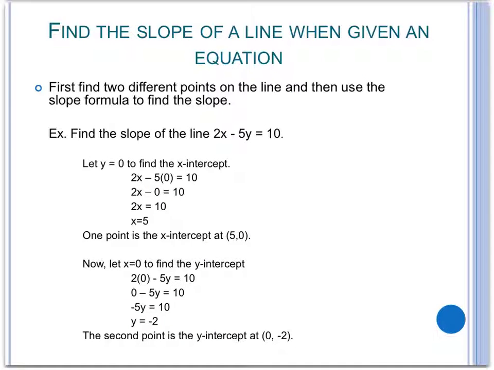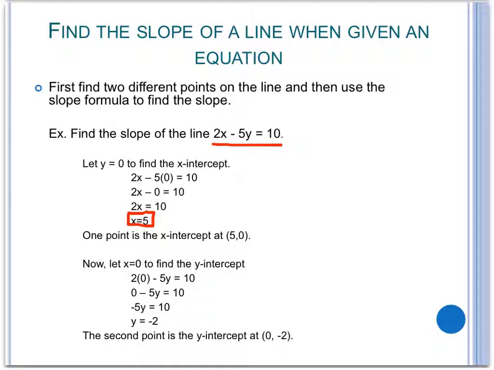Next, let's talk about finding the slope of a line if we are not given 2 points. The first thing we want to do is find 2 different points on that line and then use the slope formula to find the slope. For the first example, we need to find the slope of the line 2x minus 5y equals 10. 2 points we know how to find are the x and the y intercepts. So first, let's let y equal 0 to find the x-intercept. After plugging in y equals 0 into the equation, we find that x equals 5.